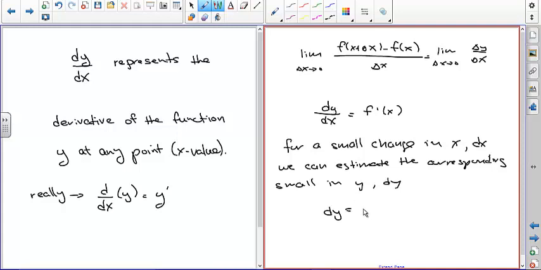If we multiply both sides of this equation by dx, we come up with this expression, which says that if we know the slope of the function at some point in space, and we want to predict what the small change in y would be given a small change in x, we can use this relationship. So this now represents a small change in y and a small change in x. It's not exactly the derivative. And we need to use this when we talk about integrals. So that's the whole concept of differentials.